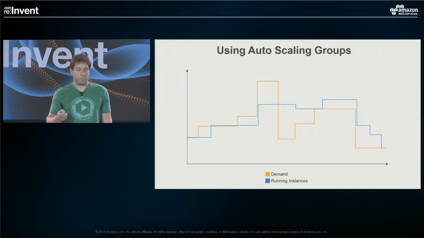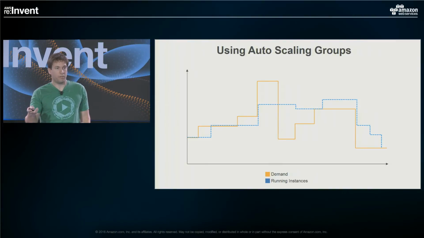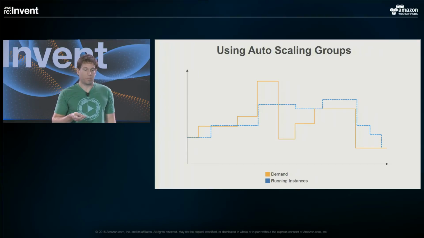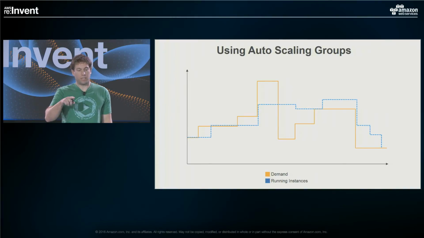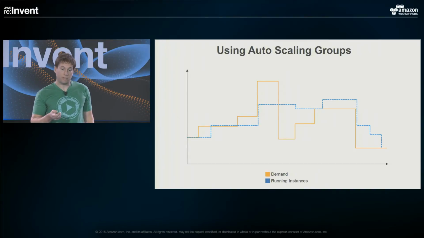Let's look at how we actually put that into play with autoscaling groups. So the yellow line here represents, in the abstract, the demand on our services. Over the course of the day, we might get a big spike of demand, a big spike of uploads from our clients, and we need to handle that. So the blue line represents the number of instances actually running within an autoscaling group. And the blue line will closely follow the yellow line and make sure that we have sufficient capacity to handle all of those jobs.